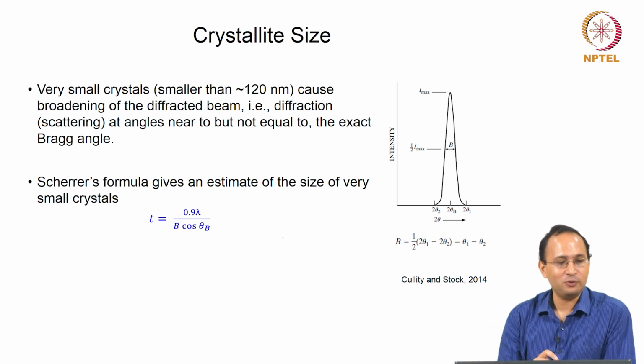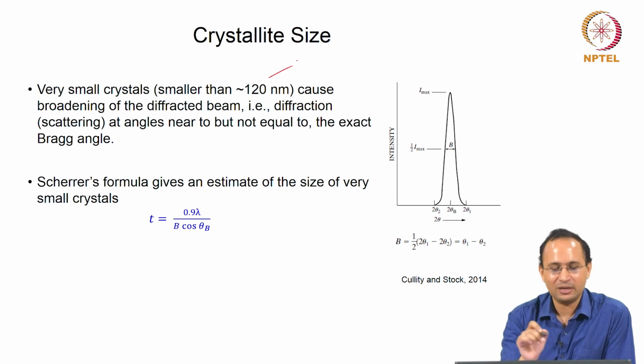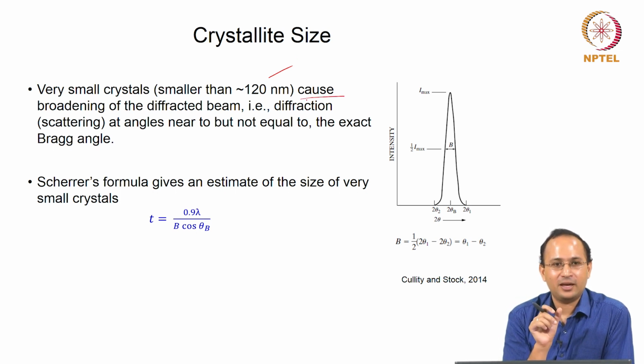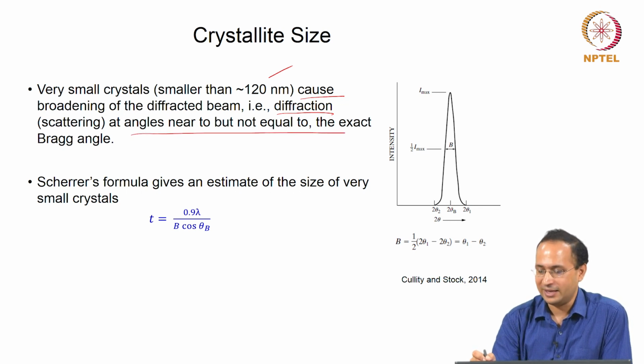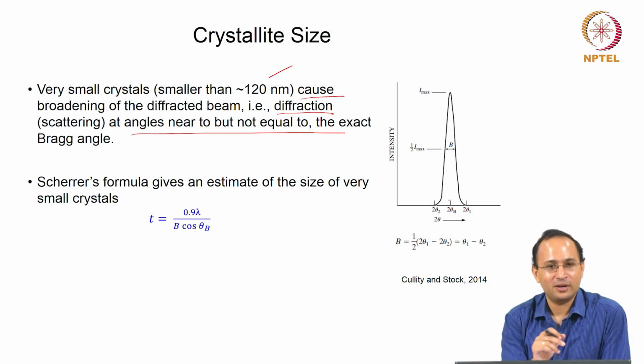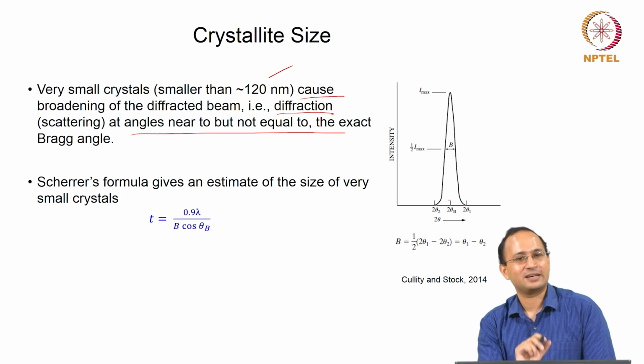It turns out that very small crystals, smaller than maybe 120 nanometers, can cause broadening of diffracted beams. Your XRD peak will tend to broaden at angles near to but not equal to the exact Bragg angle. You have a Bragg angle where you are getting diffraction, but if you go a little bit left and right, you will see the peaks are broader if your size gets small enough. So, this can be used to get the size of crystallites.